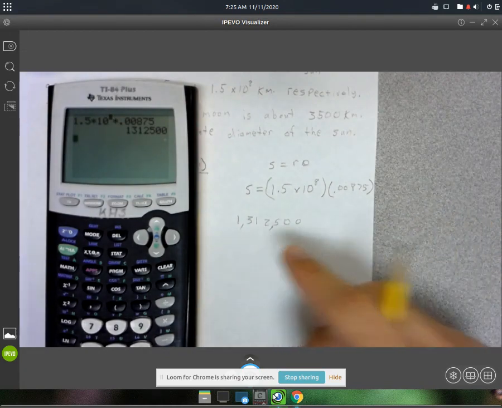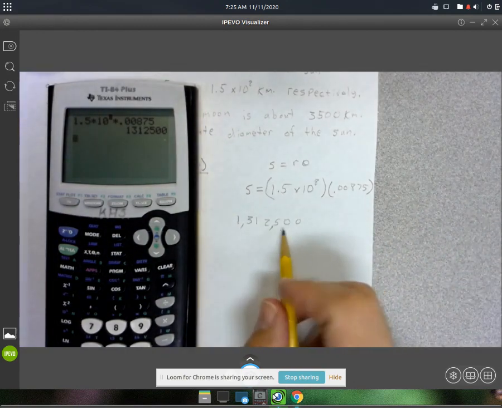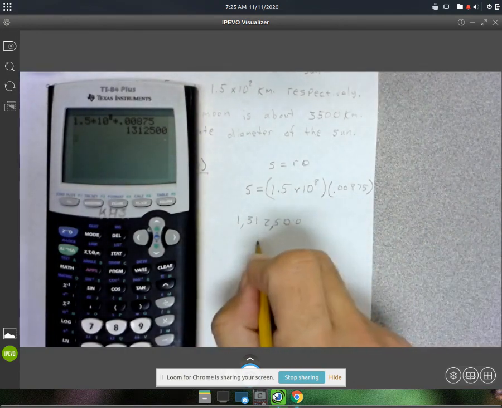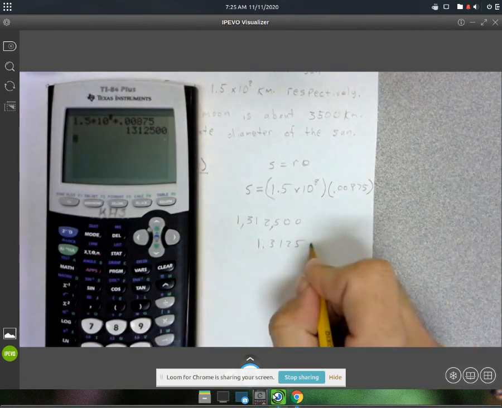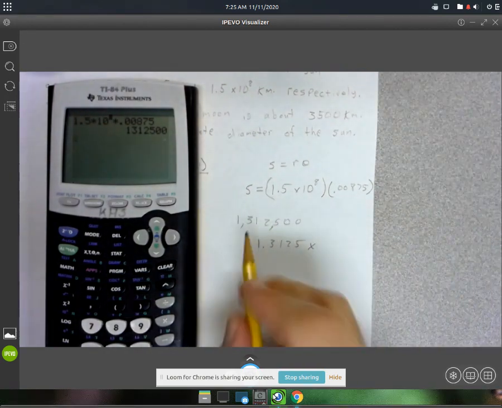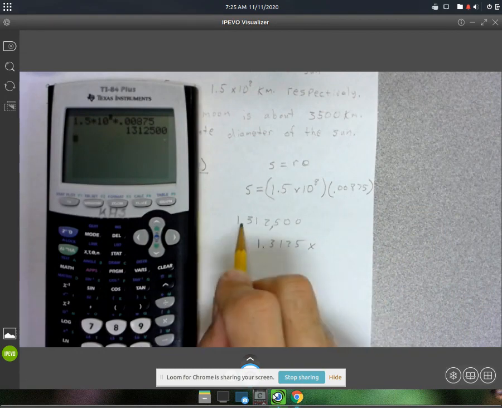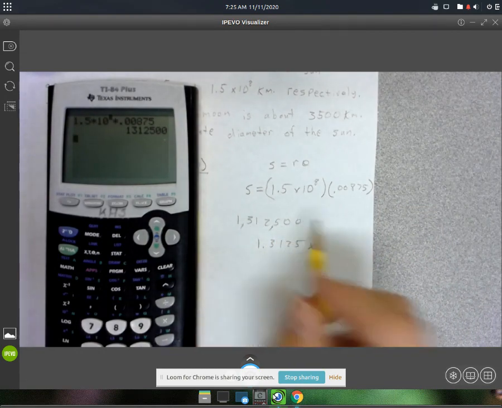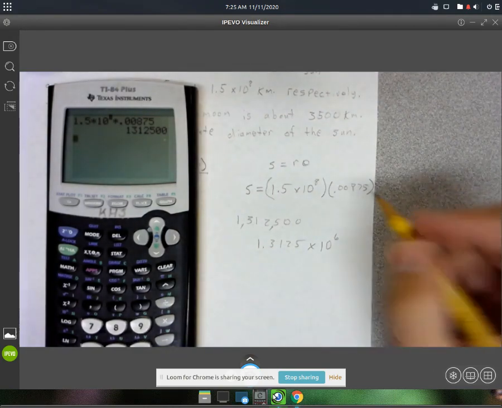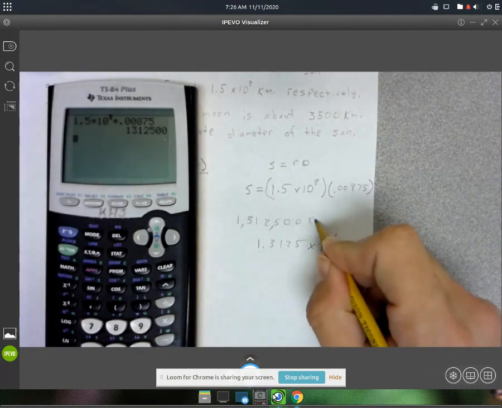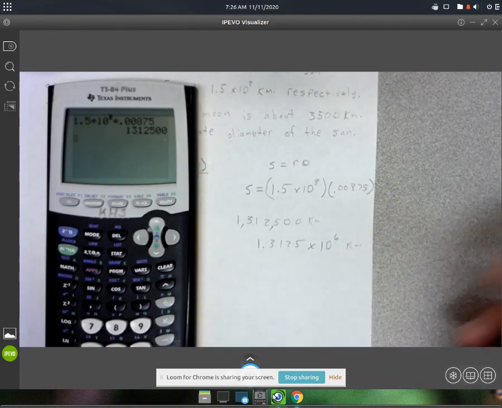Wow, that is huge. If we wanted to write that in scientific notation, it would be 1.3125 times 10 to the, would that be the 6th power? Let's see, 1, 2, 3, 4, 5, yep, times 10 to the 6th power. So that's our answer in kilometers. So a very large sun.